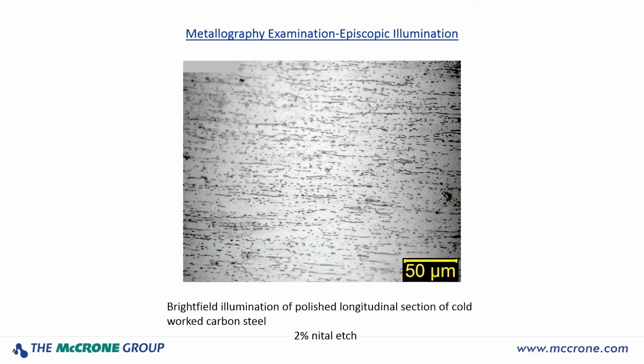This is a longitudinal section, so we can see the elongation of the grains that occurred during the cold working process to thin the metal sheet down to the final thickness. We can also see in here that there are some regions that look like they might be stringer inclusions in the metal, and those are often important to visualize.